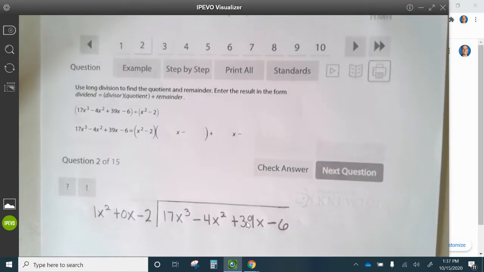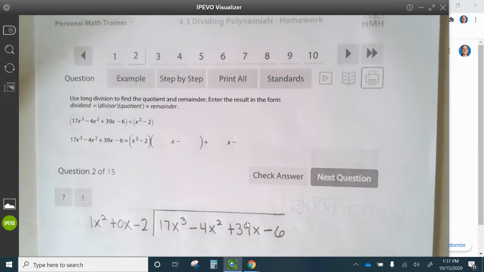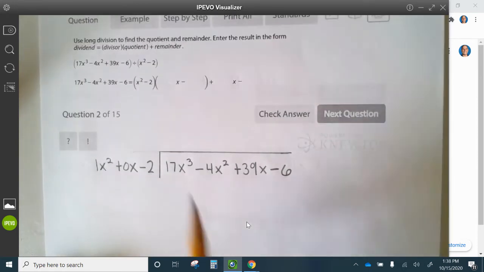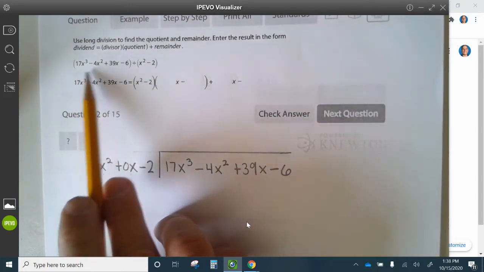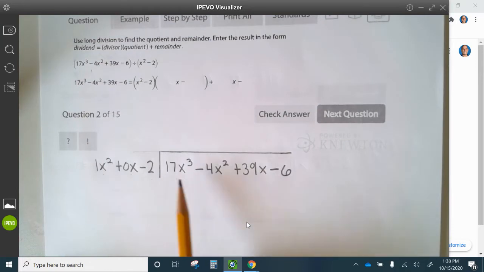Let's take a look at question number 2. Use long division to find the quotient and remainder. Enter the result in the form dividend equals divisor times the quotient plus remainder. Okay, so we have x squared minus 2, which is x squared plus 0x minus 2. And then we have here 17x cubed minus 4x squared plus 39x minus 6.